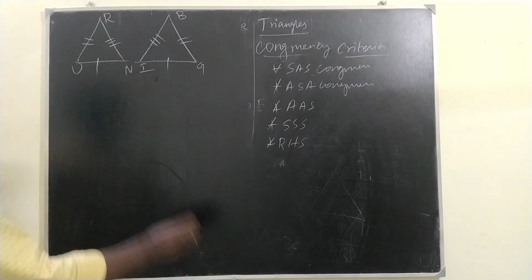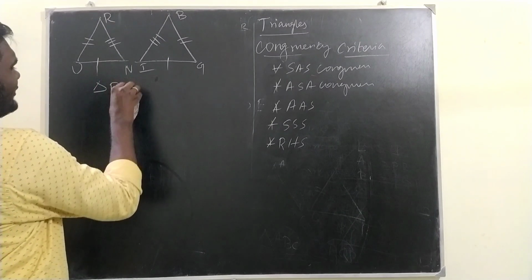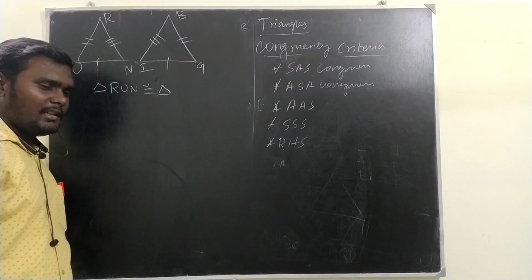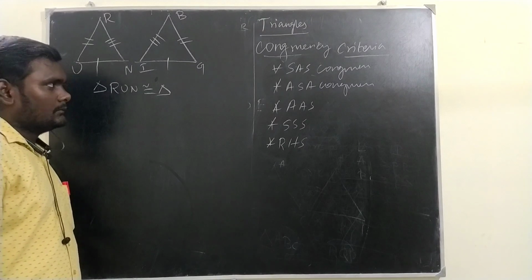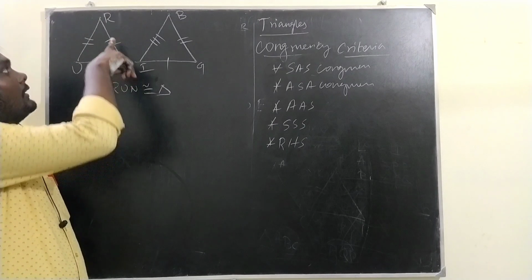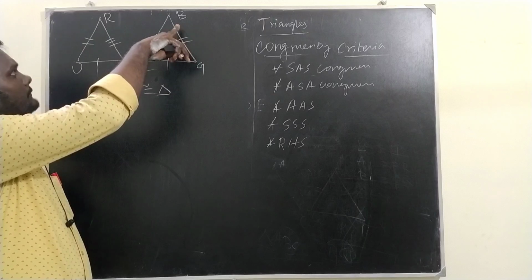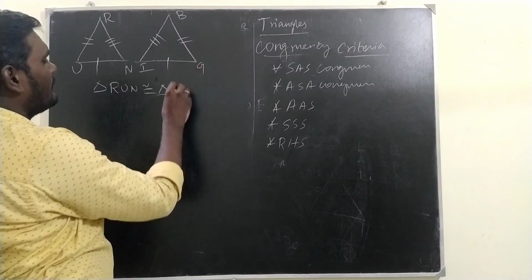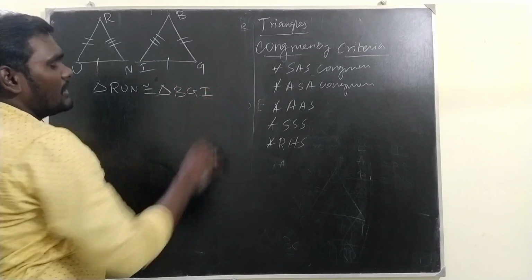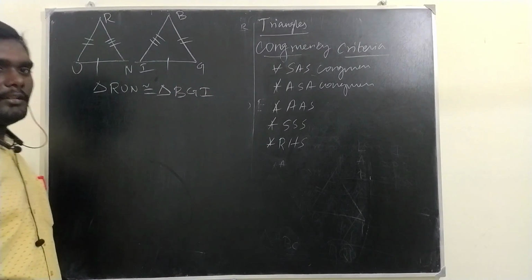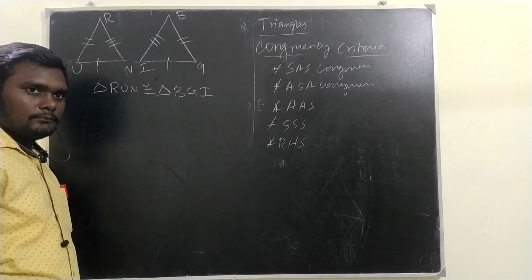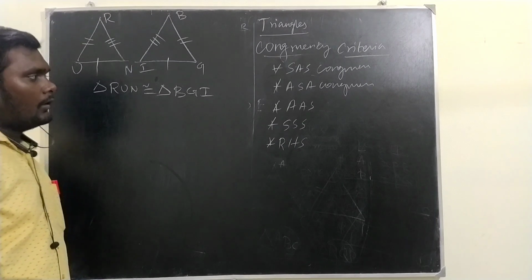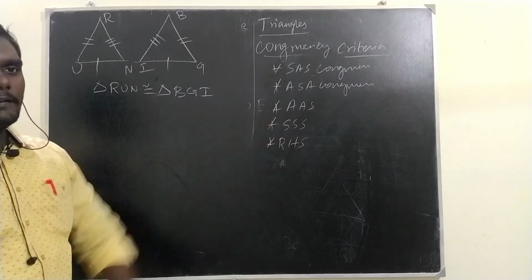SSS congruency follows. So we can say this triangle RUN is congruent to triangle BAG. Is it directly BAG? Then RU is equal to what? BG. Don't say BGMI, BG. Okay. Got it? So that is how we can say SSS congruence.